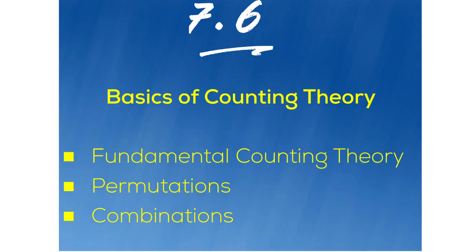Right, so we are starting chapter 7 today, and we're just going to cherry pick some of the lessons out of this that I think are kind of extra important. There are 3 lessons that we're going to hit out of chapter 7. The first one is going to be the basics of counting theory. You may or may not have seen this before, it kind of just varies by Algebra 2 classes.